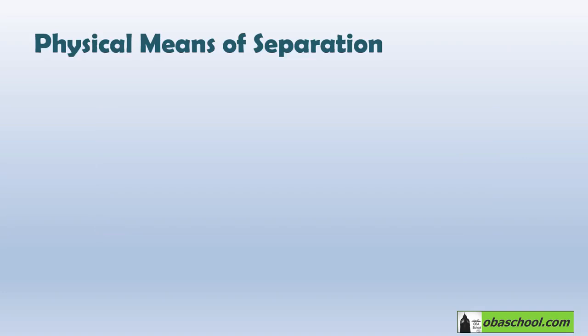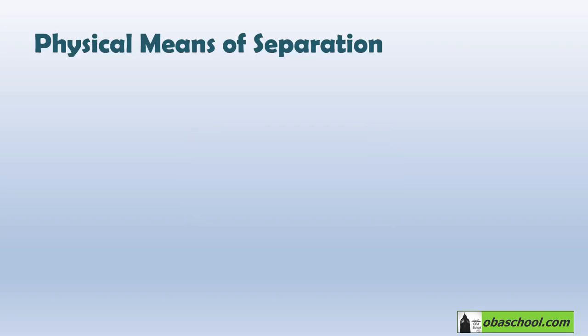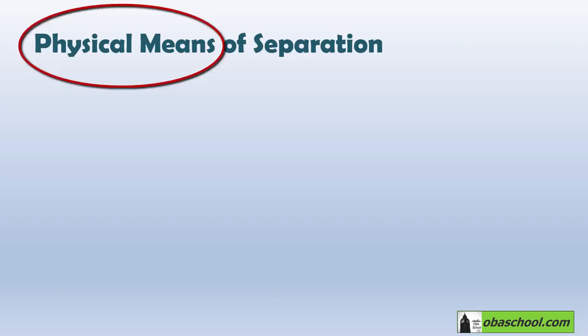As we have said before, because there are no chemical bonds between atoms and substances in a mixture, it will be relatively easy to separate the components of a mixture using physical means.